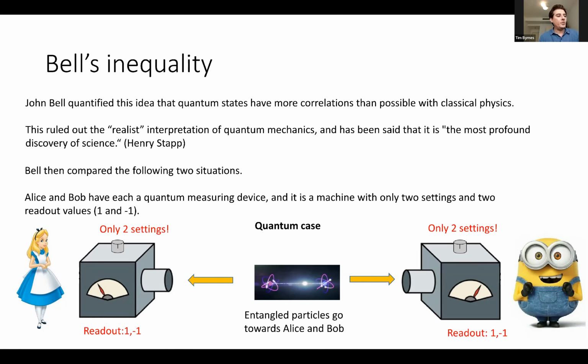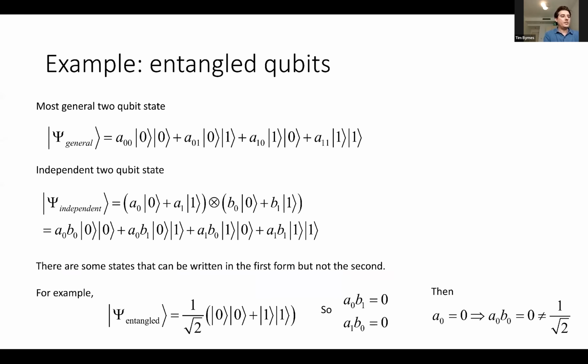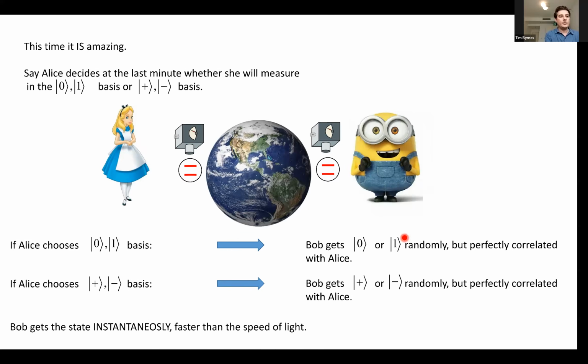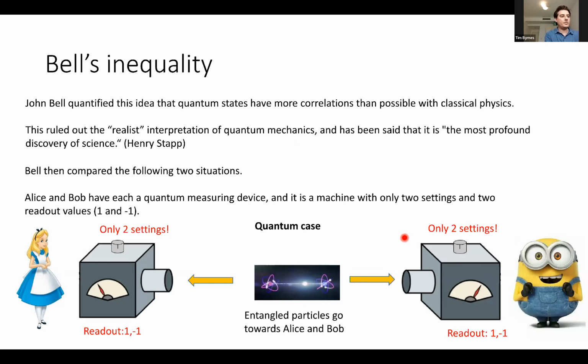Alice. So we got Alice and Bob again. Oops, where am I going? Okay, how did I end up here? Okay. All right. So we got Alice and Bob again. And again, they have a measurement device.